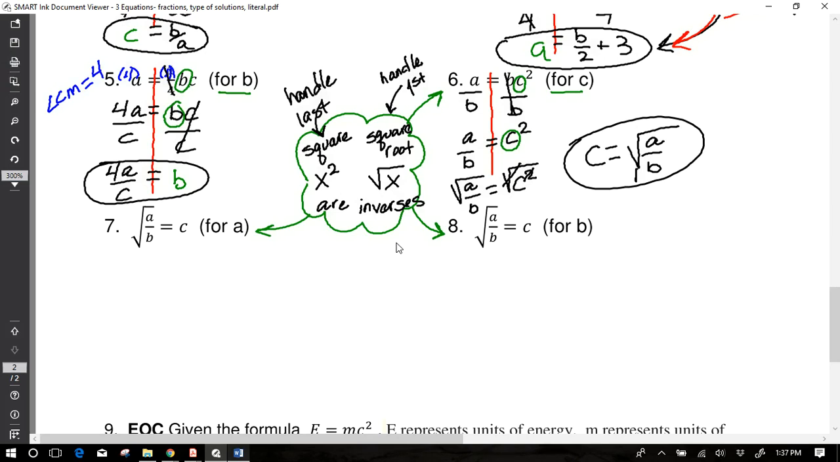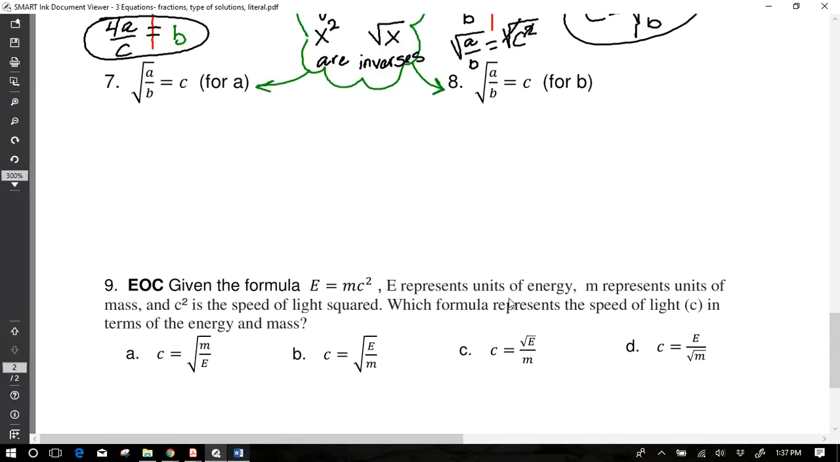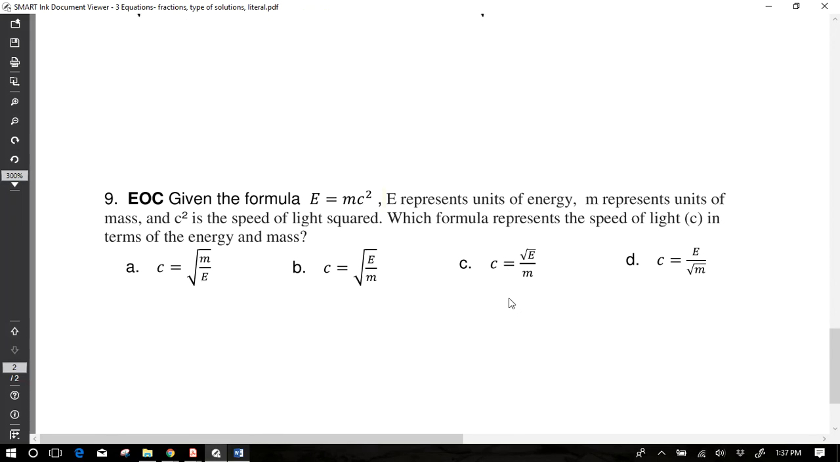I want us to do another one just like that. So we need to go down to number 9 on the bottom of our paper. And this is a perfect example of an EOC question. Given the formula E equals mc squared, E represents units of energy, m represents units of mass, and c squared is the speed of light squared. Which formula represents the speed of light c in terms of the energy and the mass?